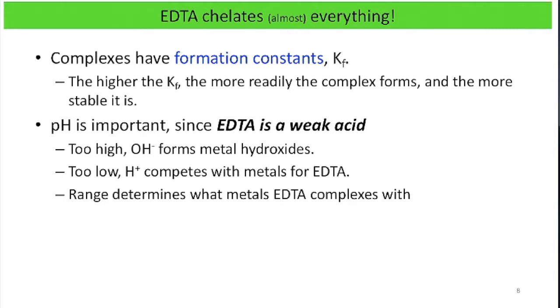Another reason why pH is important is because some metals, if the pH is too high, will form metal hydroxides. And if they form hydroxides, they will no longer be able to be accessed by the EDTA. If the pH is too low, then H plus will compete with the metals for EDTA. So the pH has to be correct in order for EDTA to do its complexing with the metal, and the pH range determines what metals EDTA complexes with.